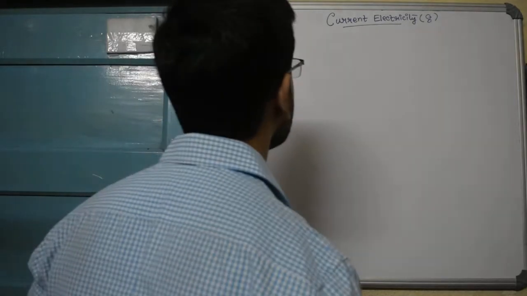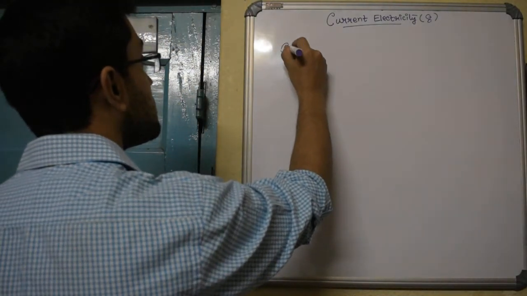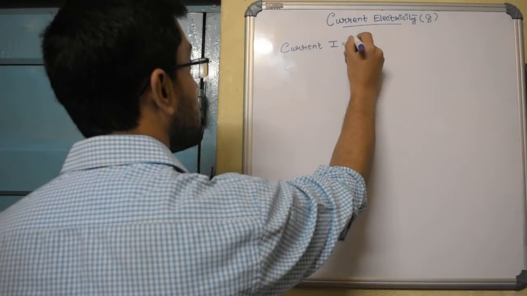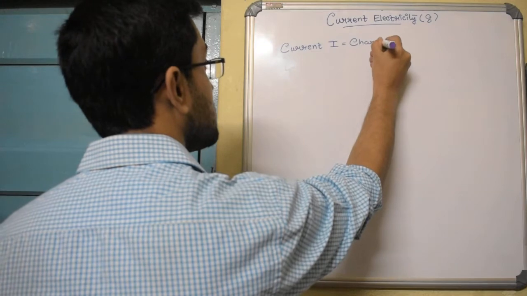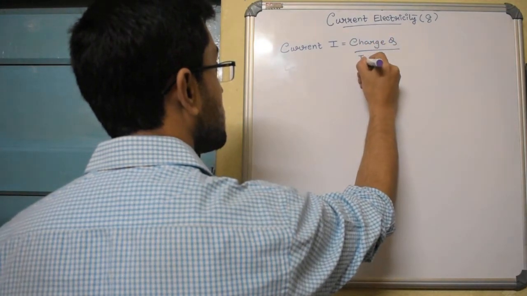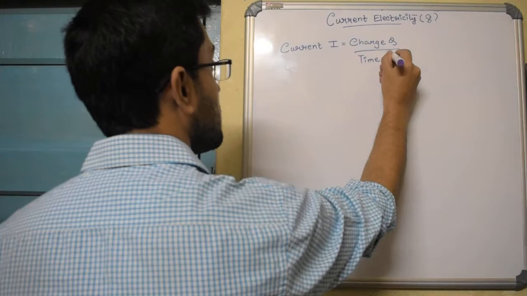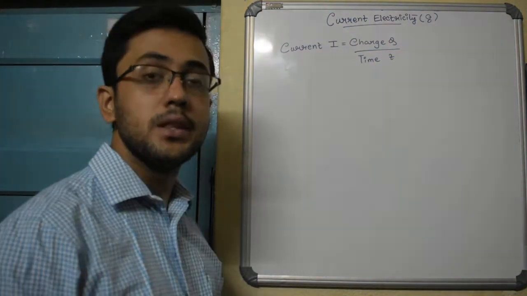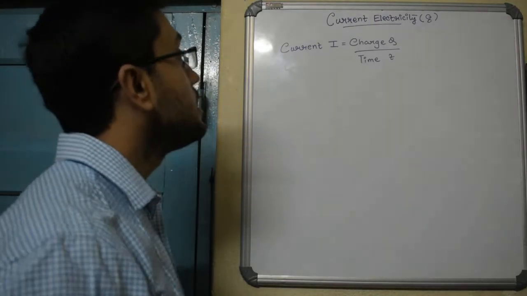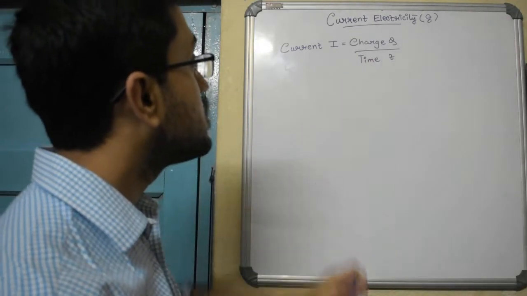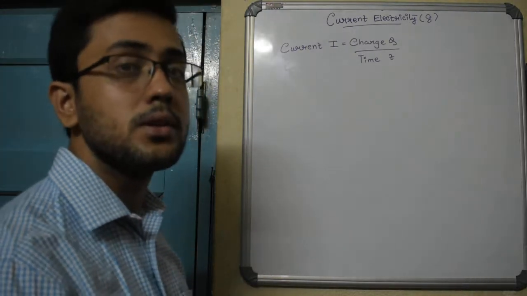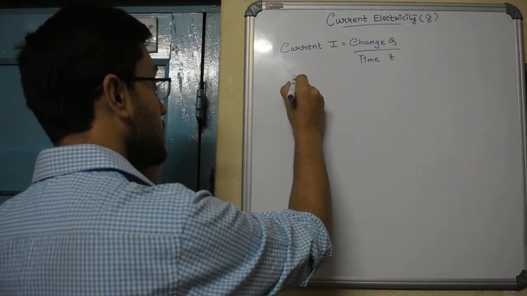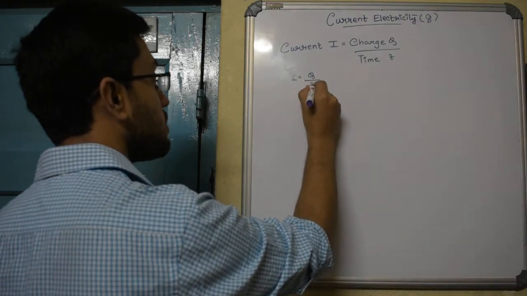Now you might already know this, that current I is equal to charge Q divided by time t. So the amount of current that is flowing, whether in a circuit or through a conductor, is equal to the total charge Q that's flowing across a certain cross section of a conductor divided by the time it takes for the charge to flow. So current I is equal to charge Q divided by time t.